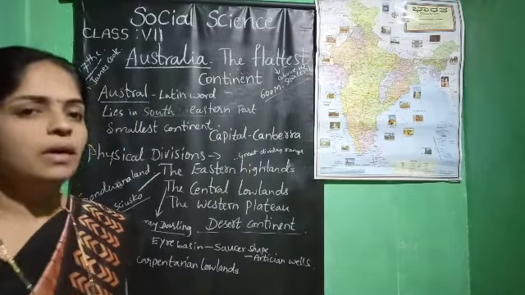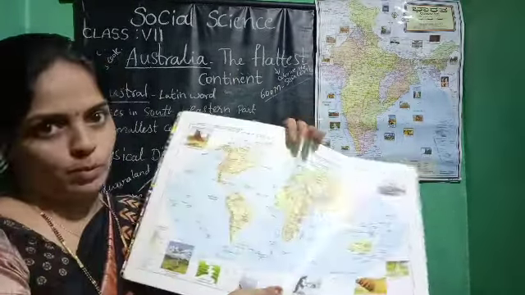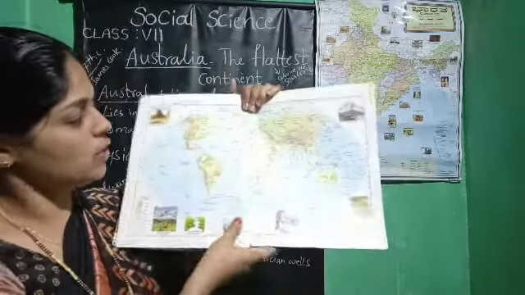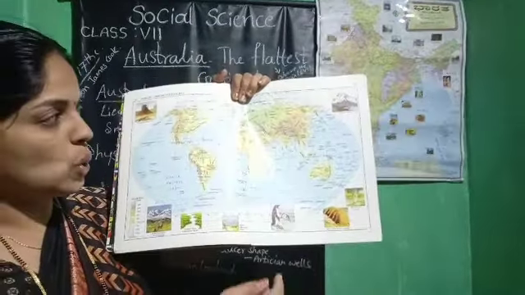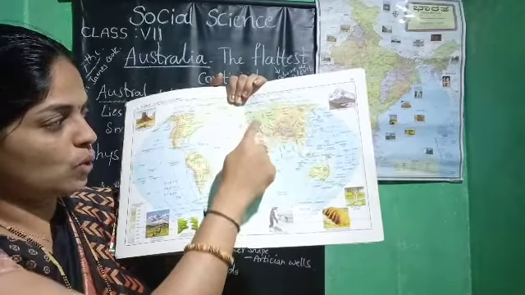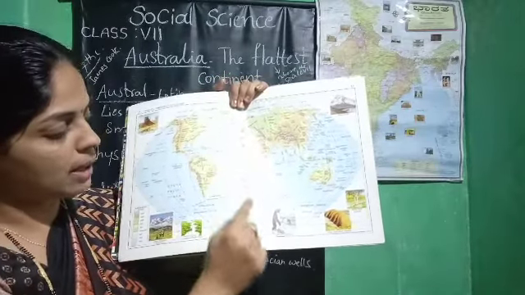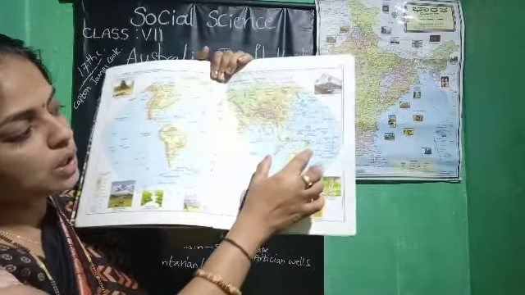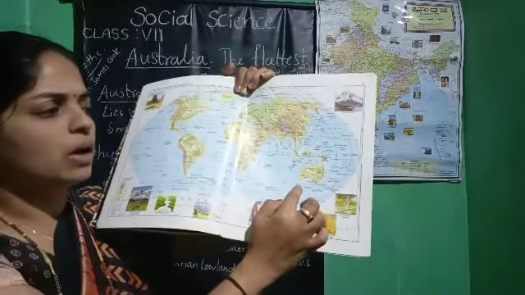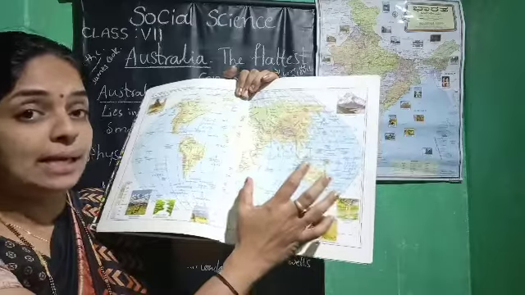Before that, I'm showing you on the globe. Where is Australia? Can you find it? This is a globe, isn't it? So, can you see? Okay. So, Asia, Europe, Africa, North America, South America, and here Antarctica. This is Australia, isn't it, children? So here Australia, its extent.